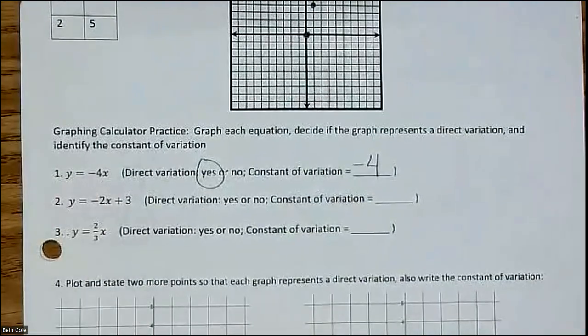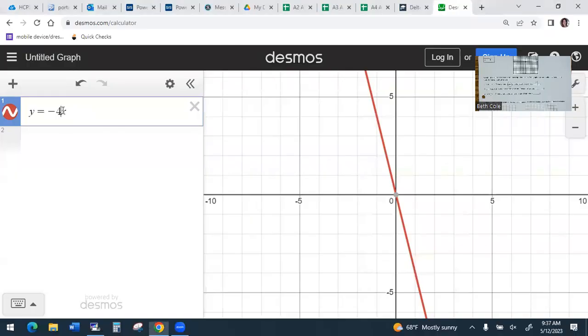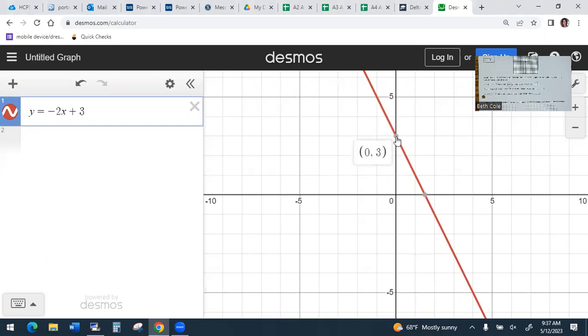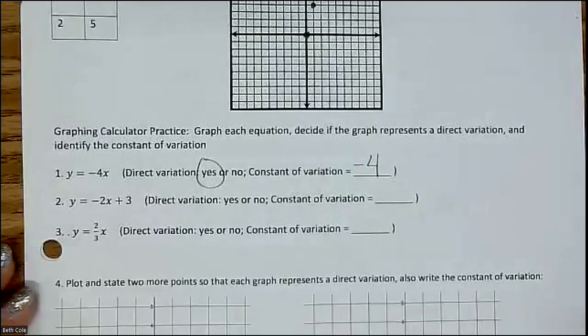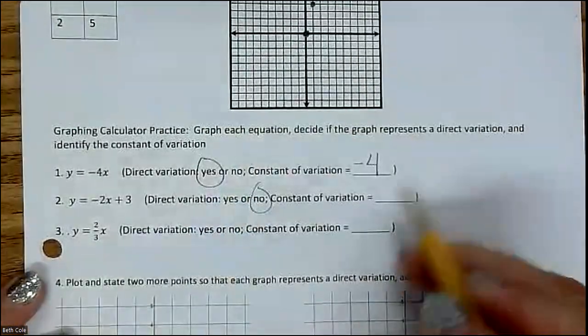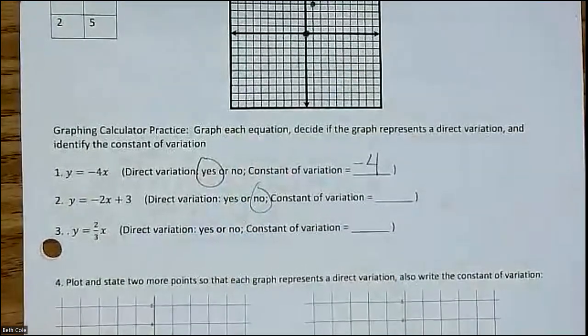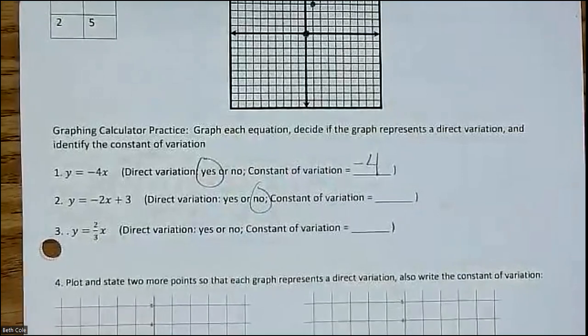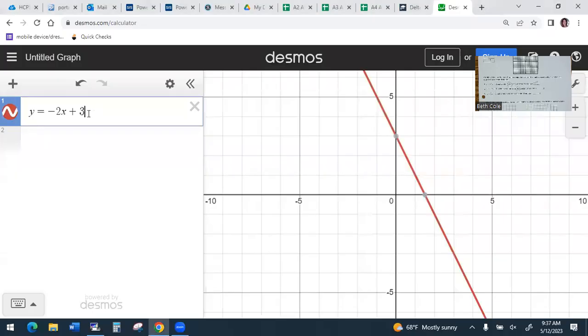This one is going to be no. Let me just share my screen and graph it for everybody though. It was -2x plus 3. Why is that a no? Yeah, good. It's not going through 0, 0. So we're going to say no, and then you just don't even need to answer that question because it was a no, so there's nothing that you can put there. Well, let me show it to you. There's no reason to just not graph it, okay?